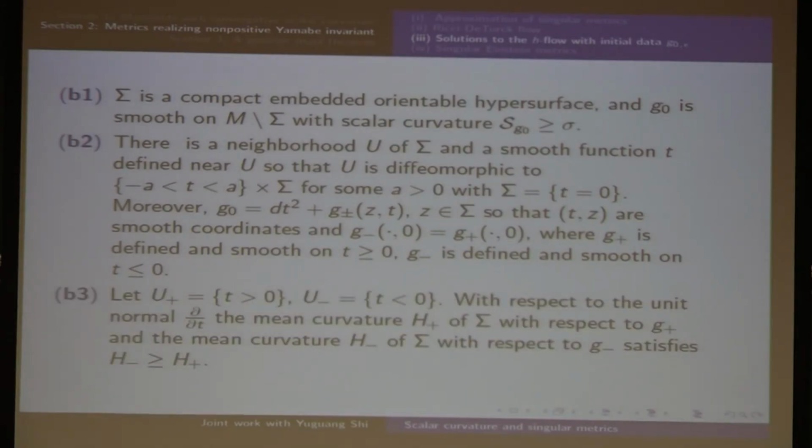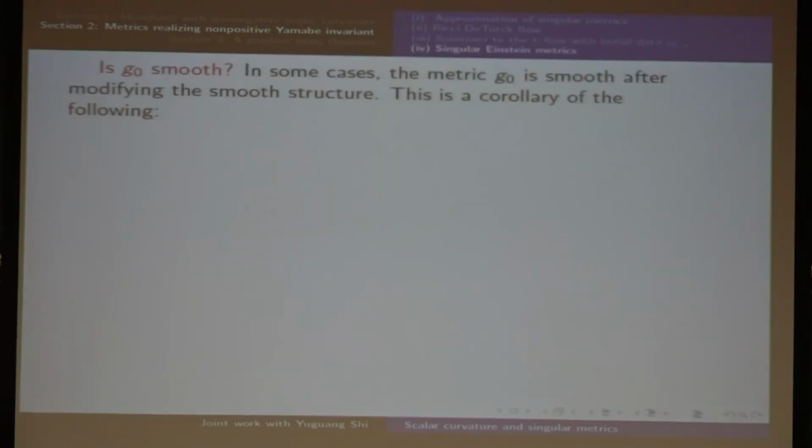So, and then we have the crucial inequality. The mean curvature should be bigger than LB. Okay, so then we still have this kind of property. So the question is that in this case, if G naught actually is smooth.